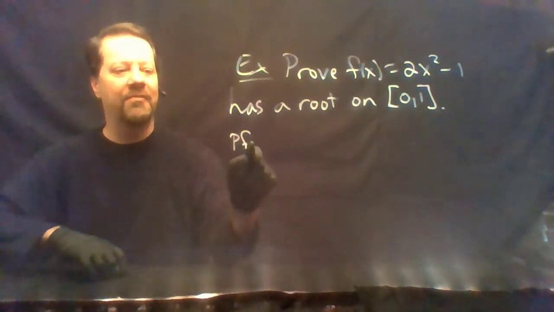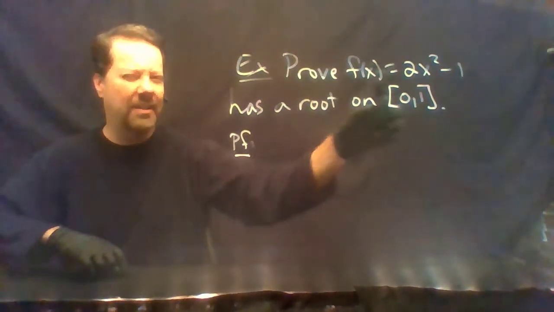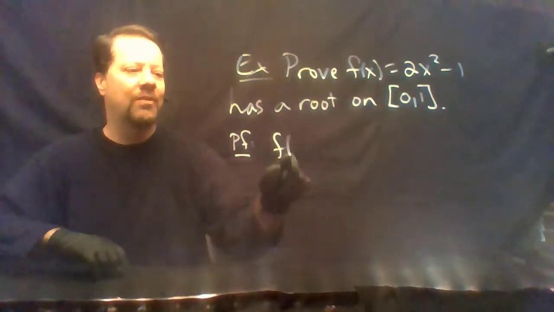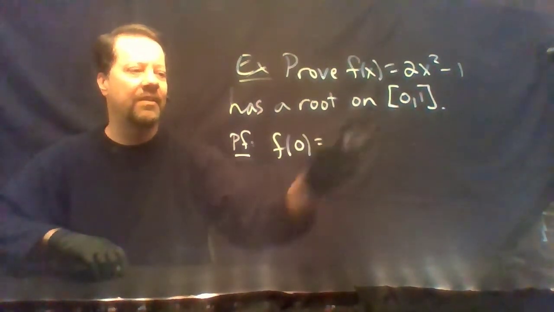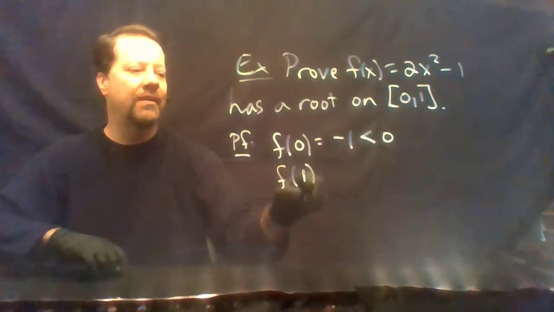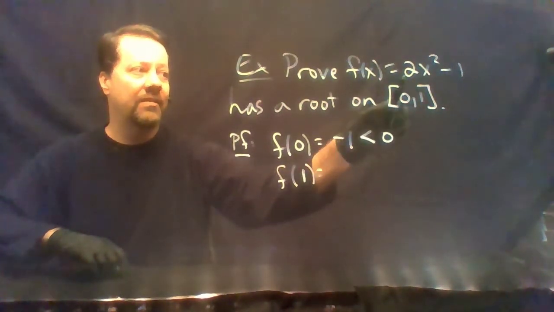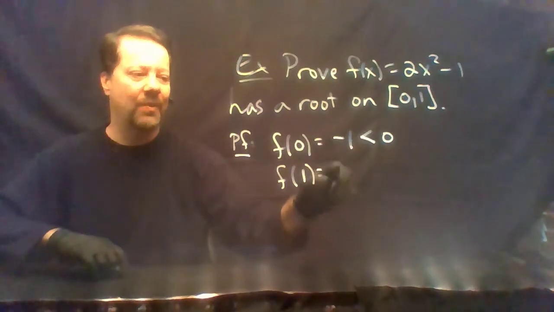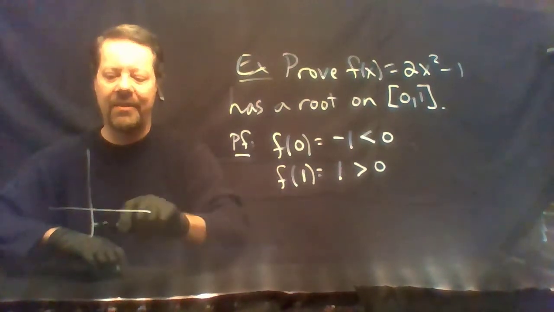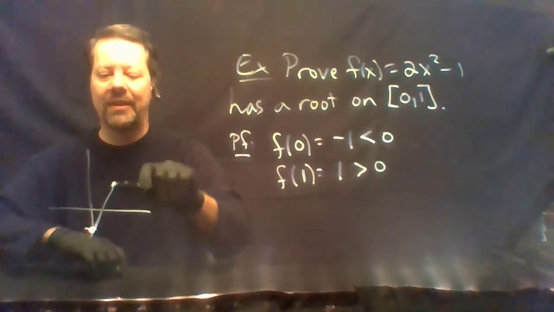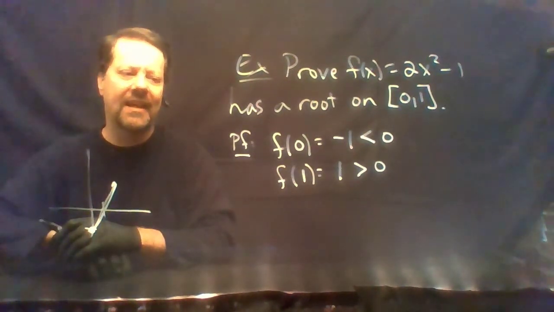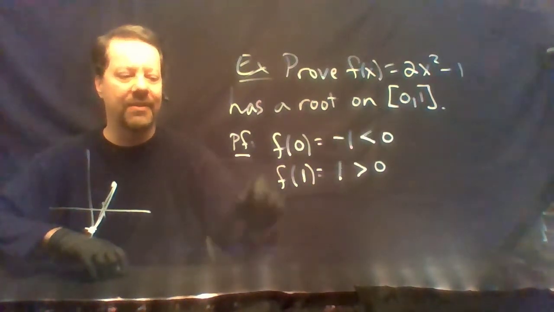Here's our proof. We're trying to prove the existence of some place between 0 and 1 where this function crosses the x-axis. What we'll do is evaluate the function at 0. We'll get negative 1, which is less than 0. And f of 1 is 1 squared is 1 times 2 is 2 minus 1 is 1. That's greater than 0. So we know that at 0 we get negative 1, and at 1 we get 1. Somewhere in between, there's a place where it must cross the x-axis if the function's continuous.